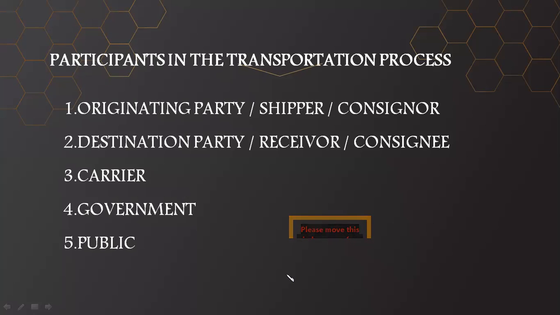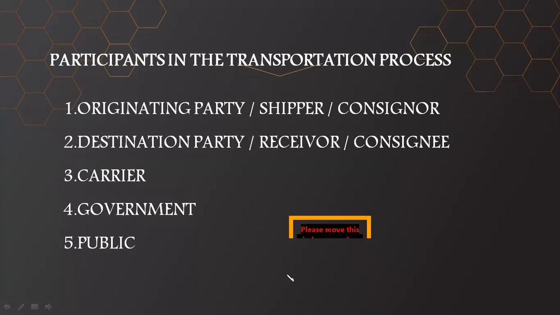And the first one is originating party, also known as the shipper or consignor. Destination party, the receiver or the consignee. Carrier, government and public. So one by one we will see. The first one is originating party or the shipper or the consignor.